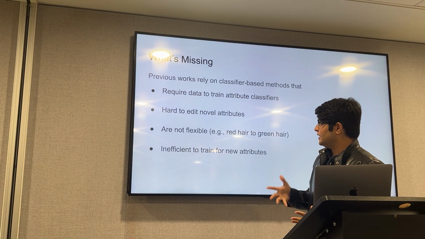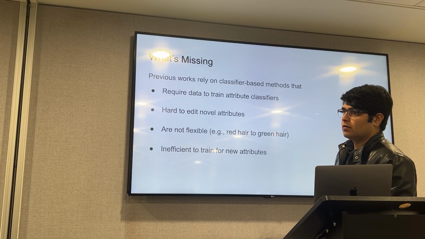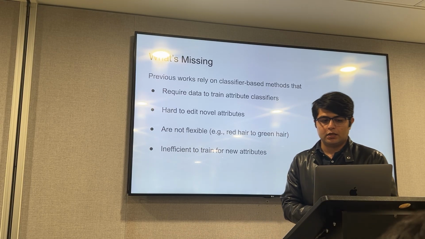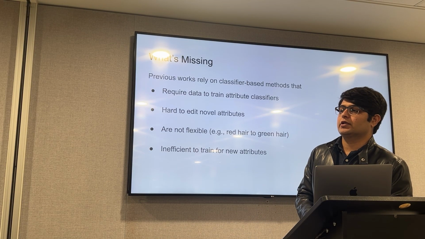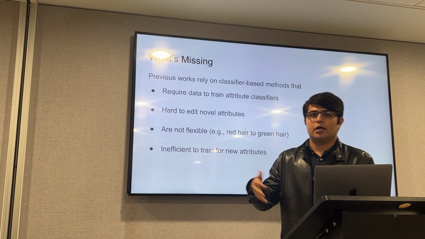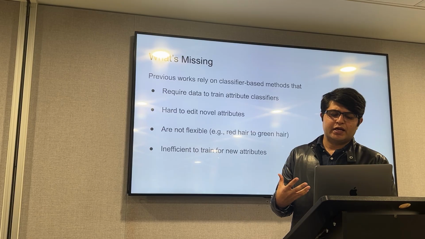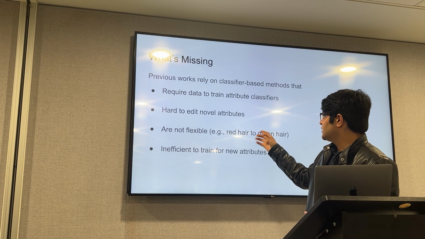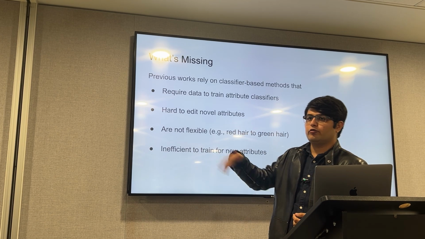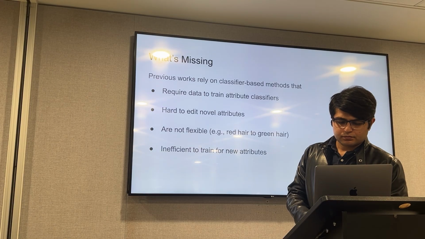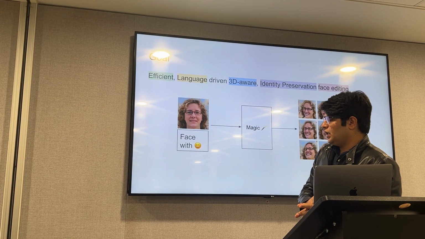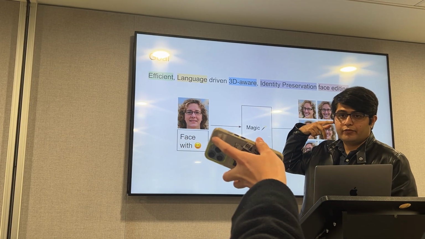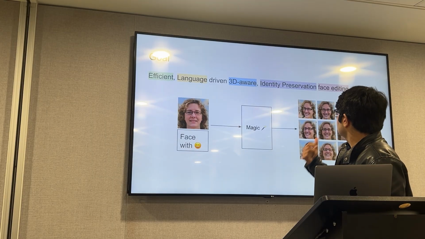But the problem in the 3D GAN space is that, as I mentioned, attribute classifiers are expensive to train. They are very difficult to train especially for novel attributes, and you have to train a new classifier for every new attribute, and they are usually not flexible even for small changes. So for instance, if you want to go from red to green here, you have to train and do the whole pipeline again. So we are basically trying to solve this problem, to have language-driven face editing in the 3D GAN space.